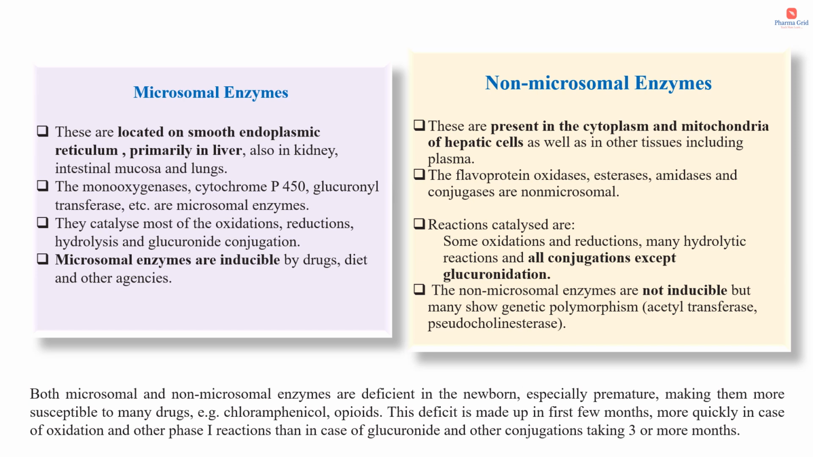Both microsomal and non-microsomal enzymes are deficient in the newborn, especially premature, making them more susceptible to many drugs, for example, chloramphenicol and opioids. This deficit is made up in the first few months, more quickly in case of oxidation and other phase 1 reactions than in case of glucuronide and other conjugations, taking 3 or more months.